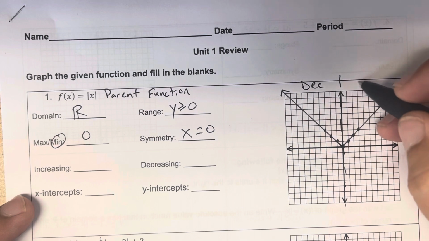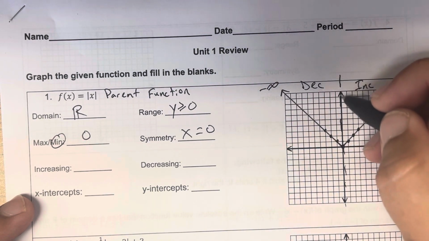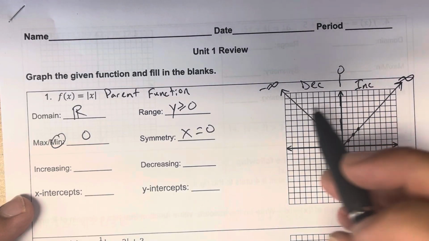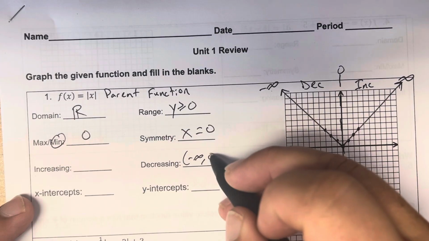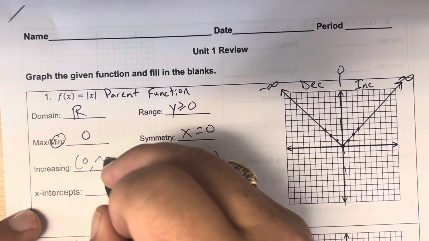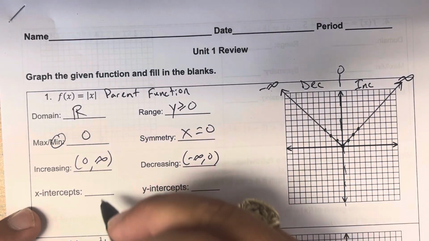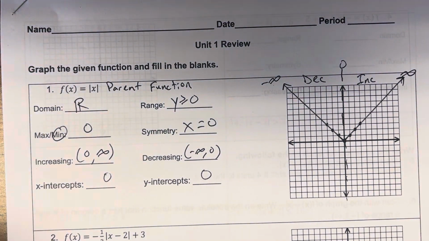On this side, we're decreasing. On this side, we're increasing. Here's negative infinity over here, positive infinity over here. The breaking point's at 0. And so we're going to be decreasing from negative infinity to 0, and then increasing from 0 to infinity. This has an x-intercept at 0 and also a y-intercept at 0. That's where it crosses the x and y axis.